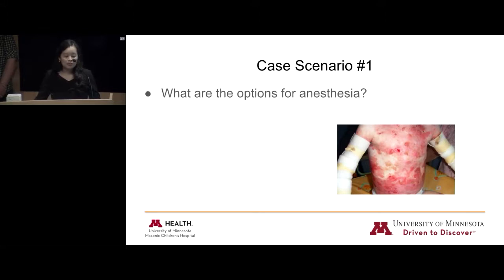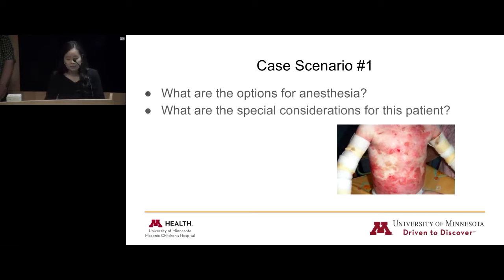So what are the options of anesthesia? We talked about general anesthesia. We talked about regional in combination with general. We talked about monitored anesthesia care. So you can do anesthesia many different ways, but certainly what's the best for this kiddo in this scenario where you have some issues? So what are the considerations for this EB patient?